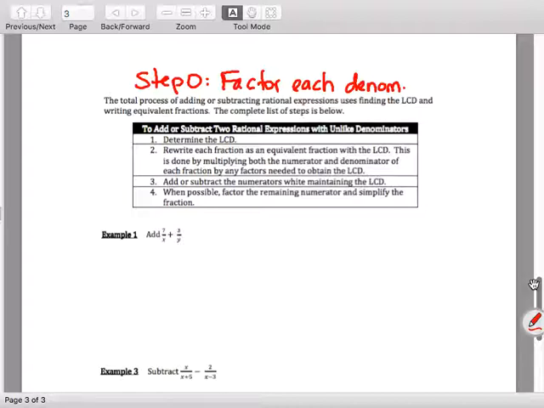So find this example. 7 over x plus 3 over y. So there's no factoring, they're ready to go. So anybody want to try this? What's the LCD? XY, you got it. Let's do the restriction right here. X can't be 0, y can't be 0.